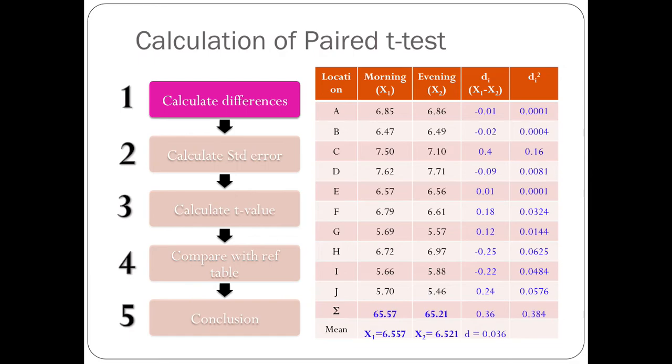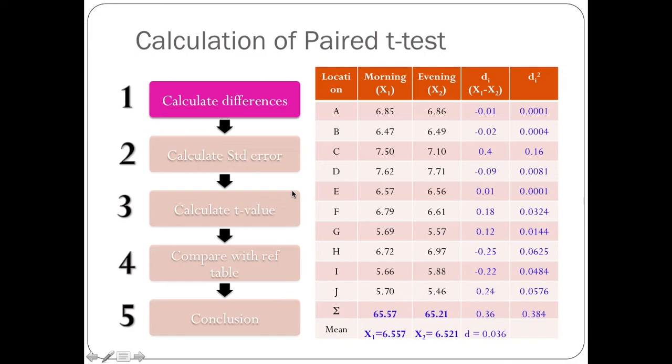Okay, so this is the answer. Have you got it correctly? Let us look at one of the numbers here. 6.85 minus 6.86, so the difference is negative 0.01. And the square of negative 0.01 is 0.0001. These are the sums of your X1, X2, and all the means.